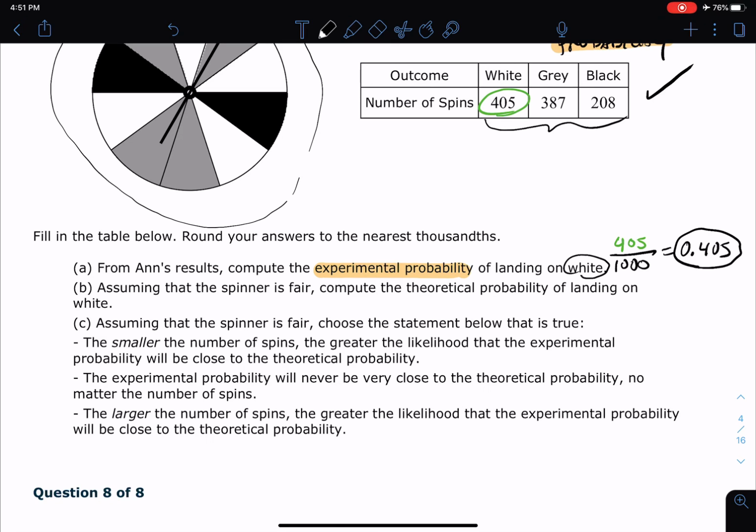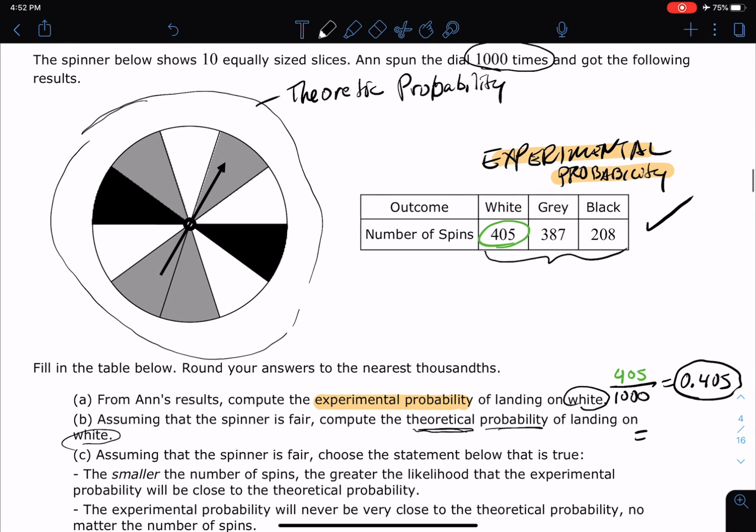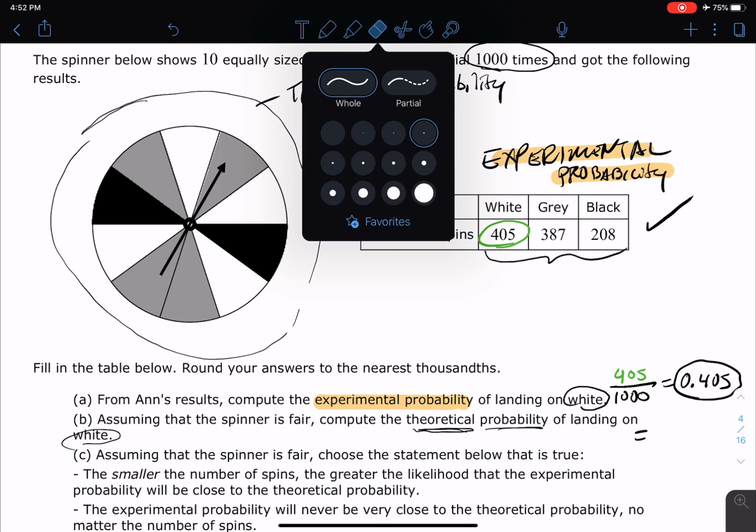So assuming that the spinner is fair, compute the theoretic probability of landing on white. So the theoretic probability, that just comes from looking at the model, right? Look at the model.